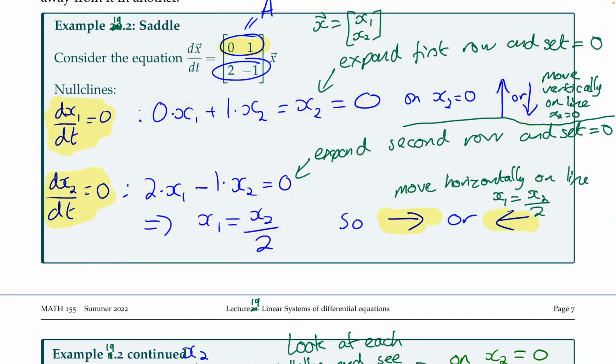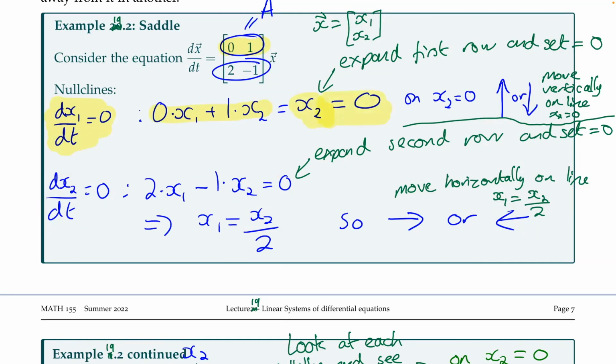If we consider the first row of this matrix, which I've highlighted there, so the 0 and the 1, and we expand by that row, we're going to get 0 times x1 plus 1 times x2. That's just expanding with matrix rules of multiplication. We have a nullcline whenever our dx1/dt is equal to 0 or our dx2/dt is equal to 0. So if we set dx1/dt equal to 0, that's the same as setting this first line equal to 0. So that tells me that we have a nullcline when x2 is equal to 0.